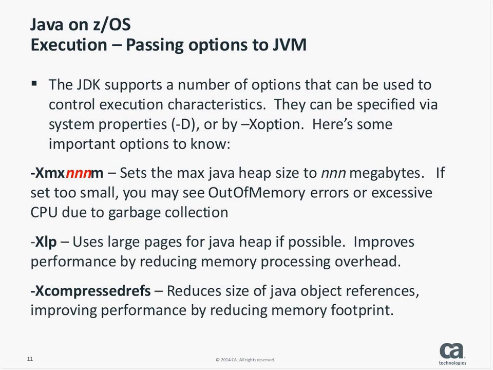There's another one, compressed references, and this is also only for the 64-bit JVM. It reduces the size of object references from 64 bits to 32 bits, reduces the memory footprint, and improves performance that way.